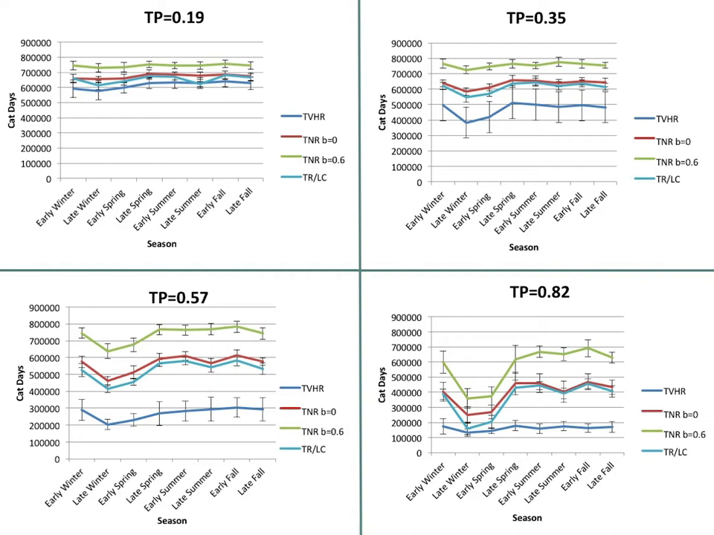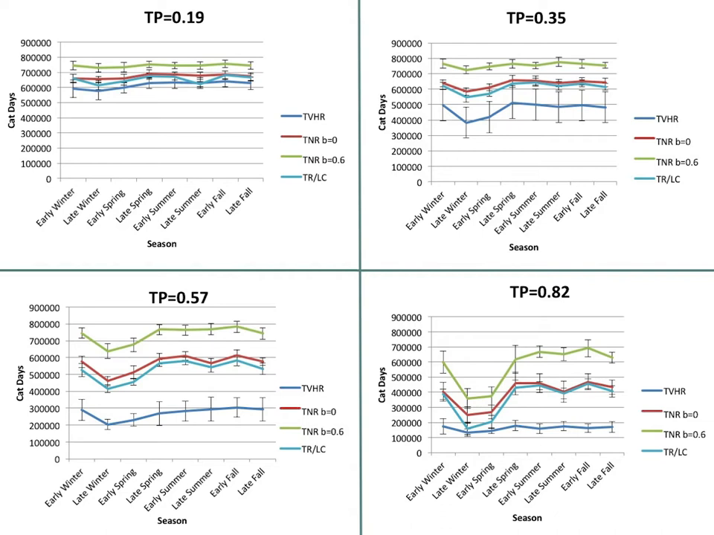So there are three primary take-home points that I want people to get from this slide. One of them is that the trap-neuter release category, where the kitten survival rate is 0.6, always results in the largest number of cat days and also the greatest environmental impact. So for every trap probability, that is true. And we also have seen that trap vasectomy, hysterectomy release always results in the lowest number of cat days and the least environmental impact of that population on the environment.